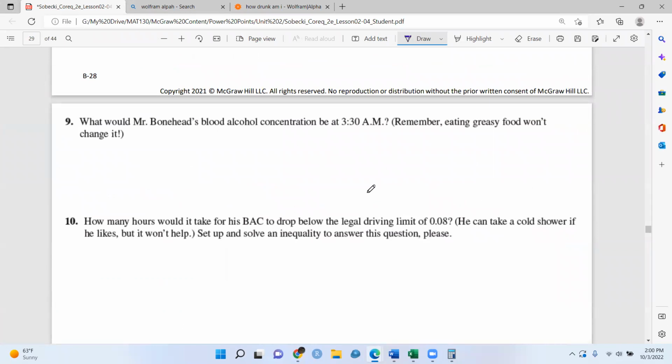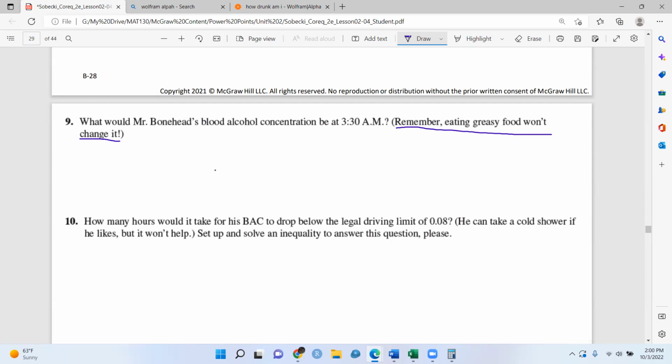So now we're supposed to answer a couple questions. Now, I like that our author says this, because sometimes people think, well, maybe if I drink a cup of coffee, that'll help sober me up, or I'll eat some food and that'll help sober me up. And the reality is none of that has any effect on the percent of alcohol in your blood. It doesn't speed it up or slow it down.